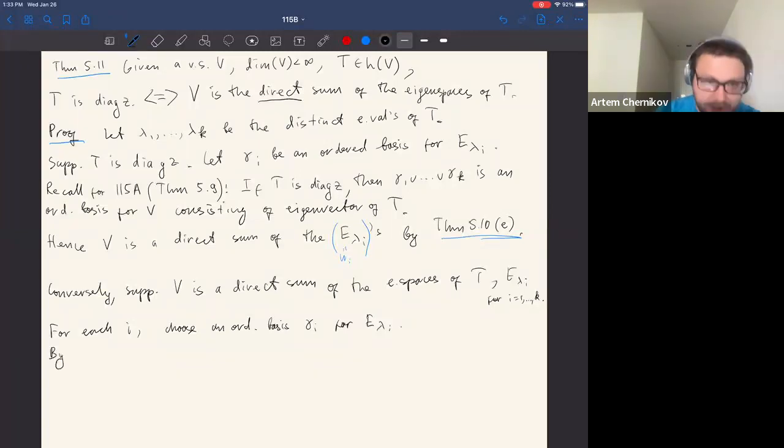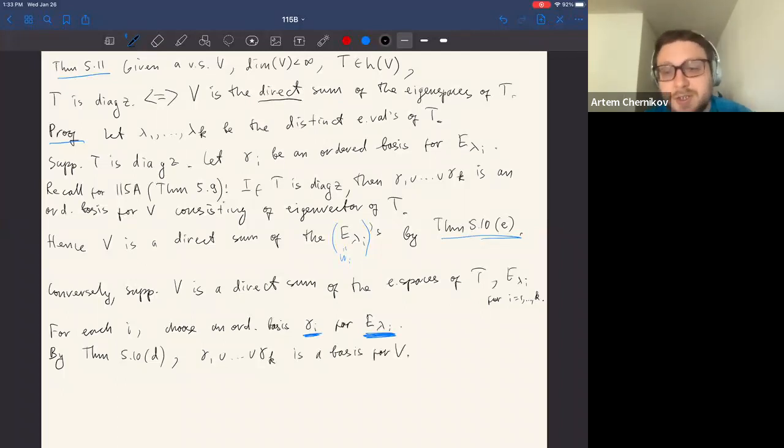Now we use the other characterization. So by theorem 5.10 D, okay, so the D statement on the list of equivalences we just proved, we know that if we pick basis gamma I for each of the subspaces whose direct sum is V, then their union is also a basis, right? So we get that gamma 1 union gamma 2, etc., union gamma K is a basis for V. Because V is the direct sum of these subspaces, right? So we get that this is a basis for V. But of course, this is a basis for V consisting of eigenvectors for T.